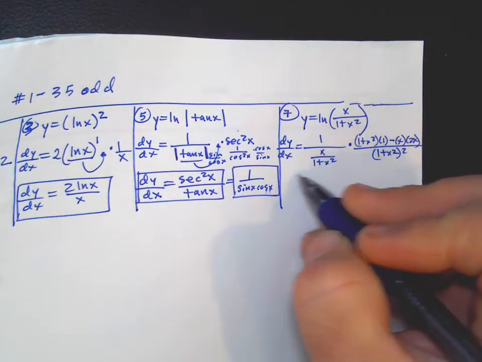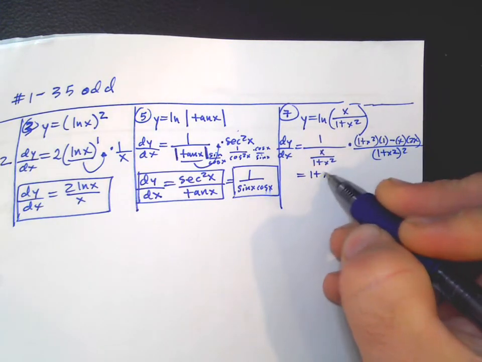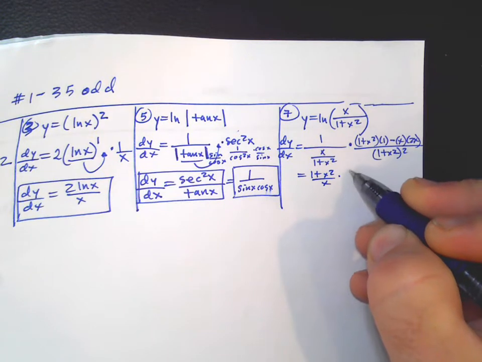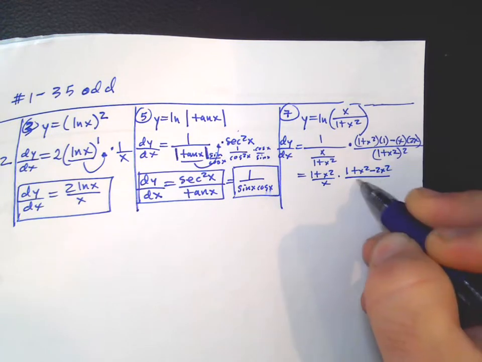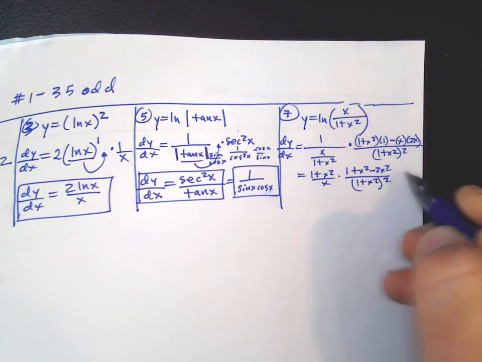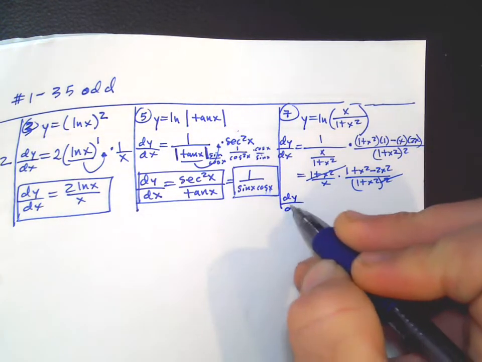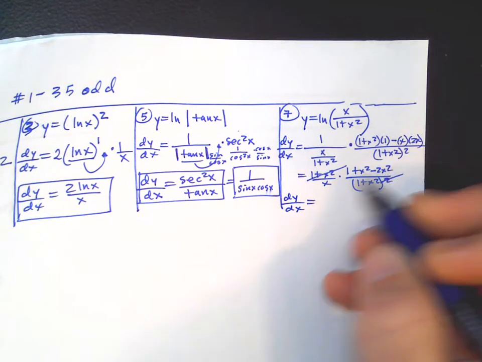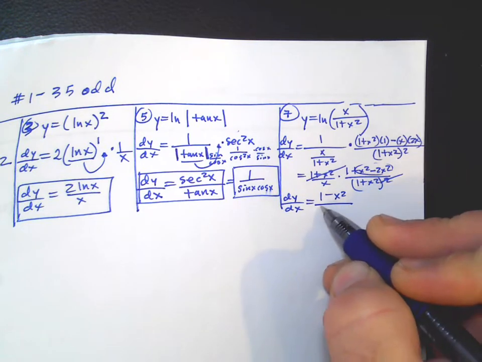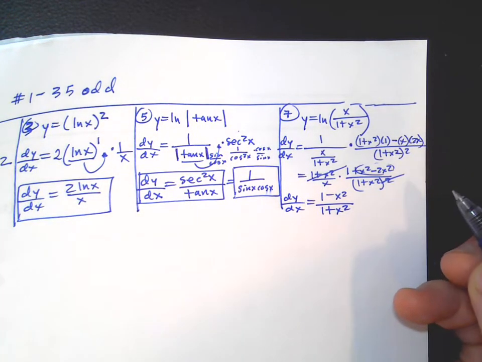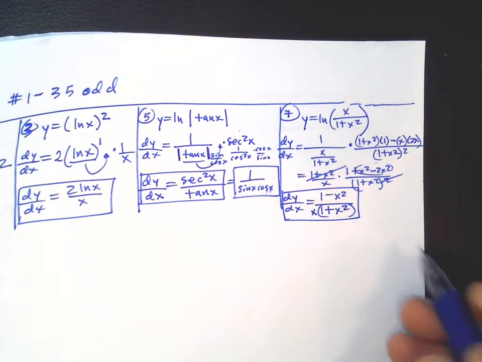So what do we get? We could flip this, 1 plus x squared over x, and then this is going to be 1 plus x squared minus 2x squared all over 1 plus x squared squared. So 1 plus x squared cancels with one of those. And then on the top, I'm going to rewrite it, just combine like terms. So it's going to be 1 minus x squared over 1 plus x squared with another x. So that's fine. You're not going to be able to reduce this anymore.